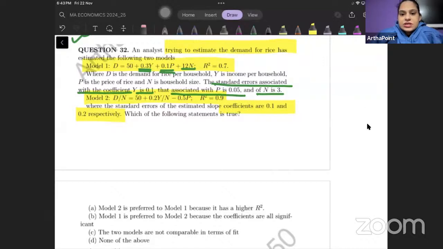So the question is based on a dummy variable. In this question, we need to see, you're also given the R square value. That is an important thing here. We need to see which model is better. Okay, B. Others, what do you think?